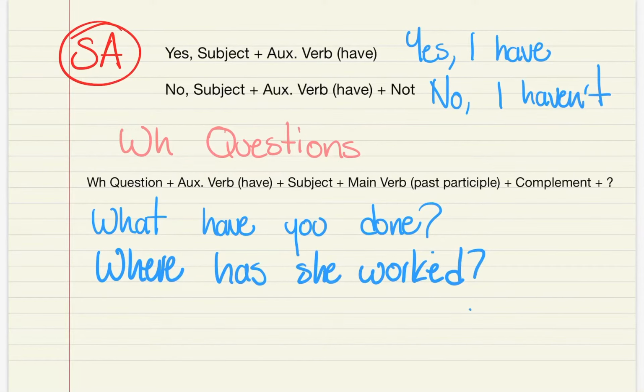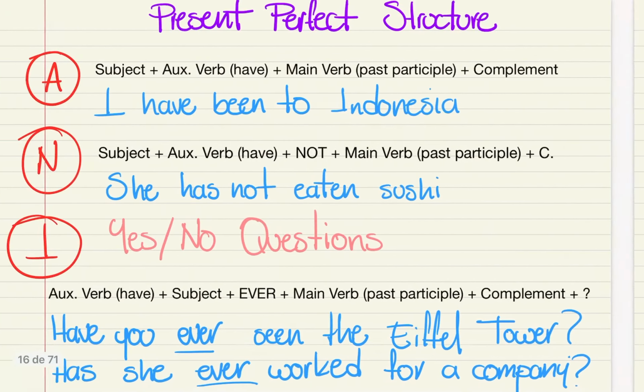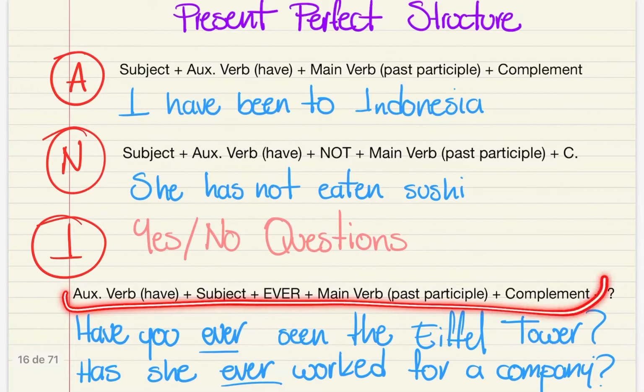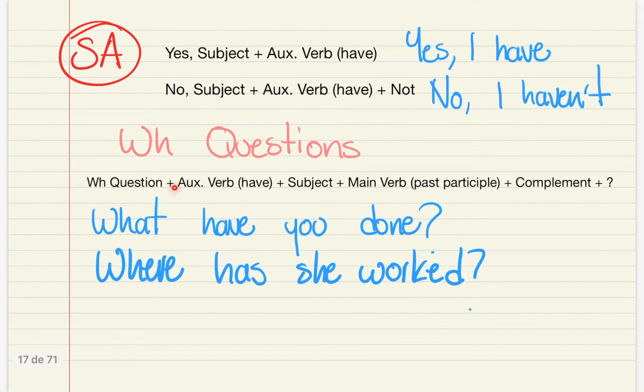And then we have the WH questions. Tenemos las preguntas que comienzan con una palabra para pregunta. And remember that this structure is the same that we have here. Es la misma estructura que utilizamos para las yes-no questions. Lo único que cambia es la palabra para pregunta. ¿Ya? What have you done? ¿Qué es lo que has hecho? Or, where has she worked? ¿Dónde ha trabajado ella? Okay?